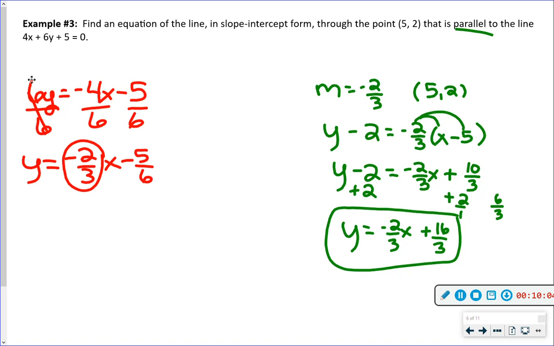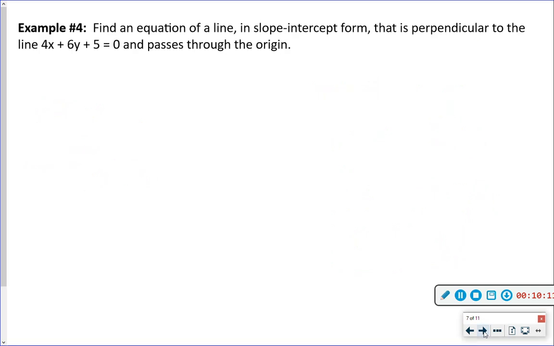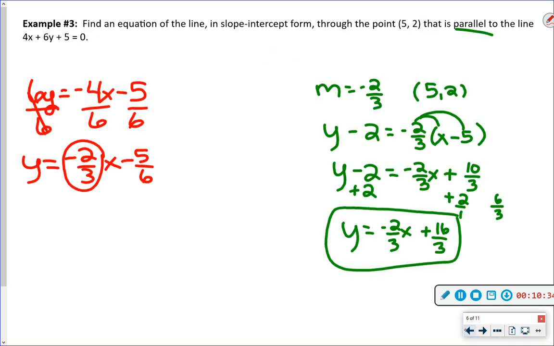So any questions? The only thing you needed on that first equation was the slope. After that, you're done with it. So let's do one, of course, perpendicular. Find an equation of a line, in slope-intercept form, that's perpendicular and passes through the origin. I'm just going to jot down the origin. We all know the origin's at 0, 0. Now, perpendicular. Same thing. I need the slope off of that equation. It's the same equation as the last one.